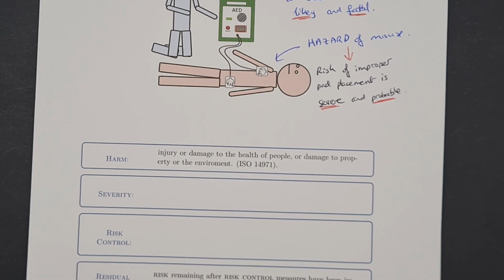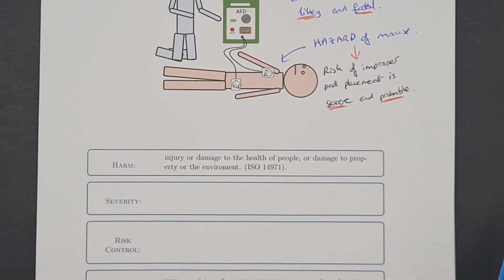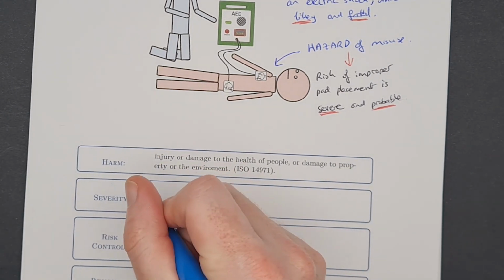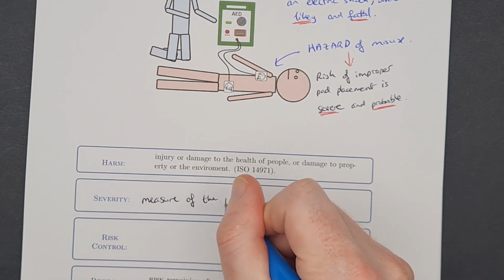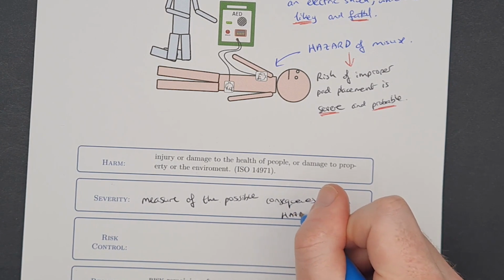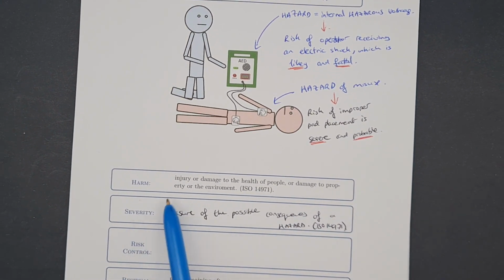Okay, so the other key definitions are harm, which is defined as injury or damage to the health of people or damage to property or the environment. Injury, of course, being either physical or mental. Severity is another one. I think that one is quite intuitive. It's closely aligned with its normal English meaning. It's just the measure of the possible consequences of a hazard. So a hazard could be potentially fatal, or it could be much less severe, and the worst case severity might only be like a really light pain.